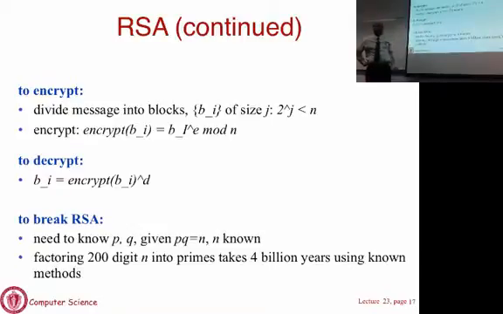So now to break RSA, given N, you would have to be able to factorize N and get the original P and Q.